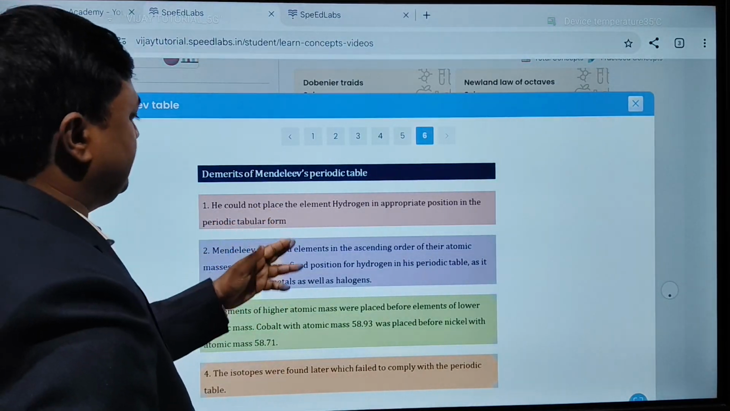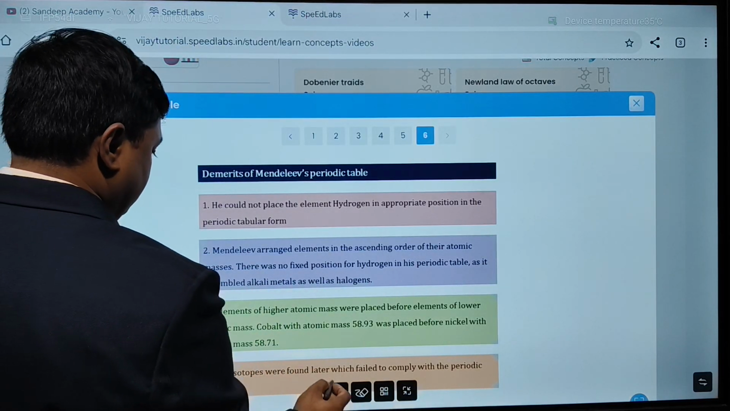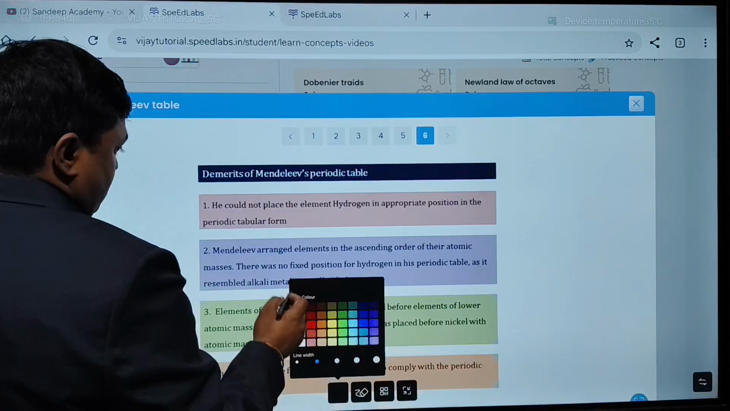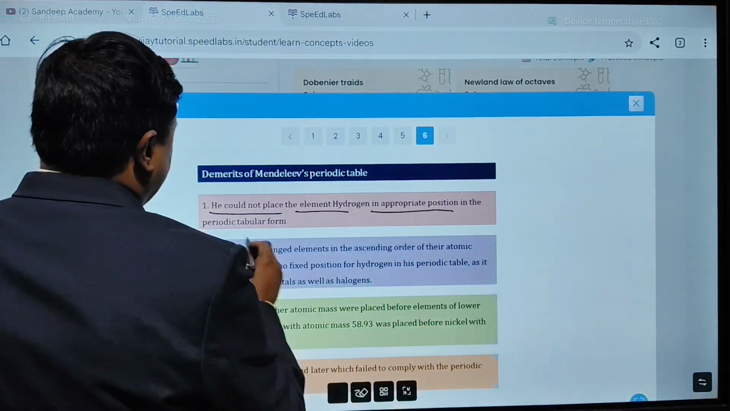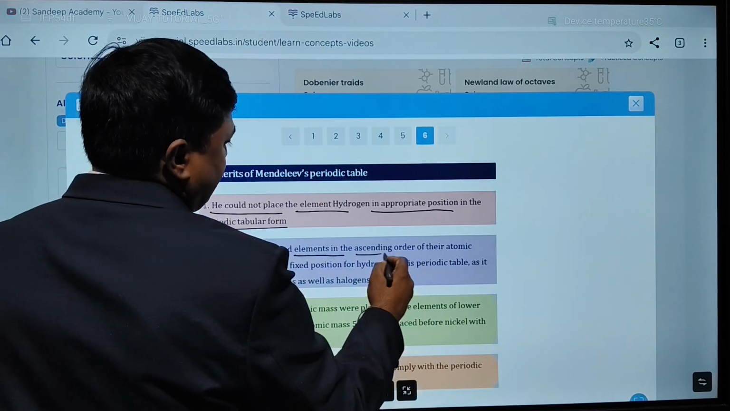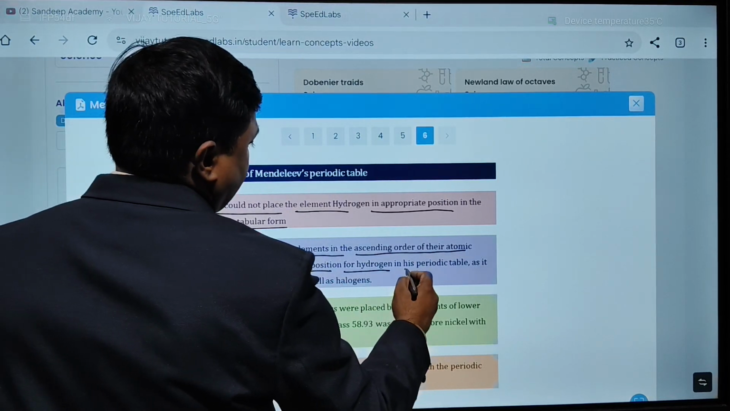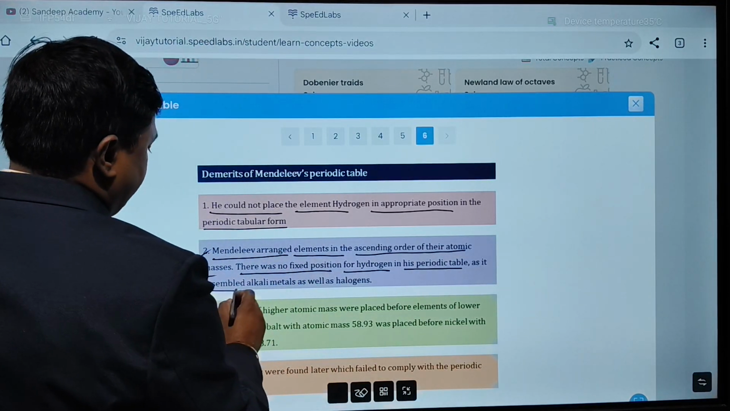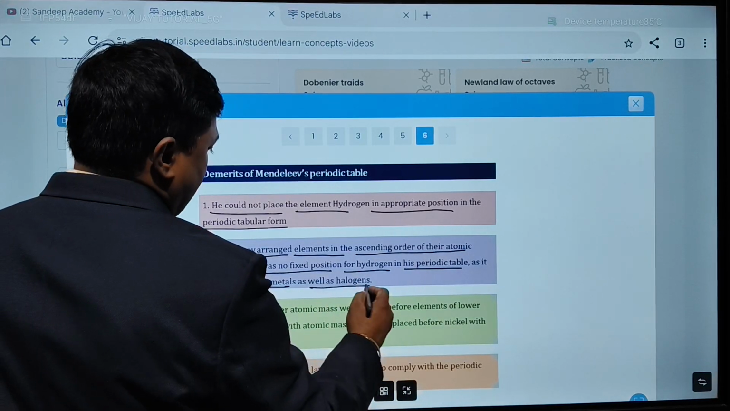Demerits: he could not place the element hydrogen in the appropriate position in the periodic table. Mendeleev arranged elements in the ascending order of their atomic masses. There was no fixed position for hydrogen in his periodic table, as it resembled alkali metals as well as halogens.